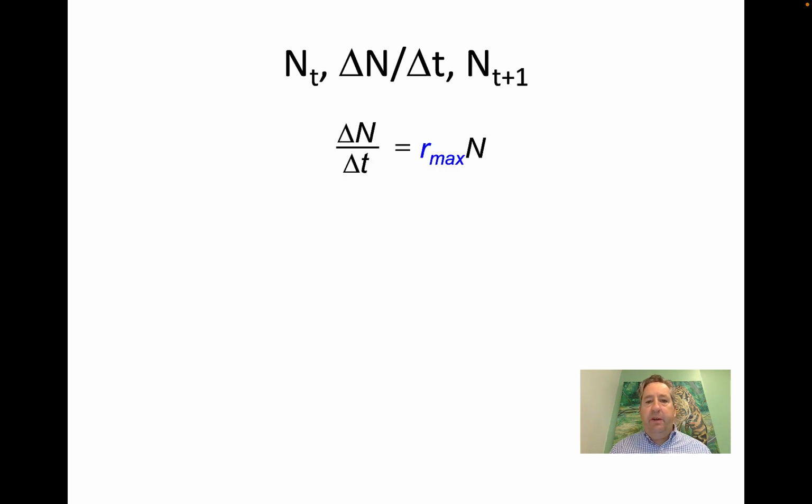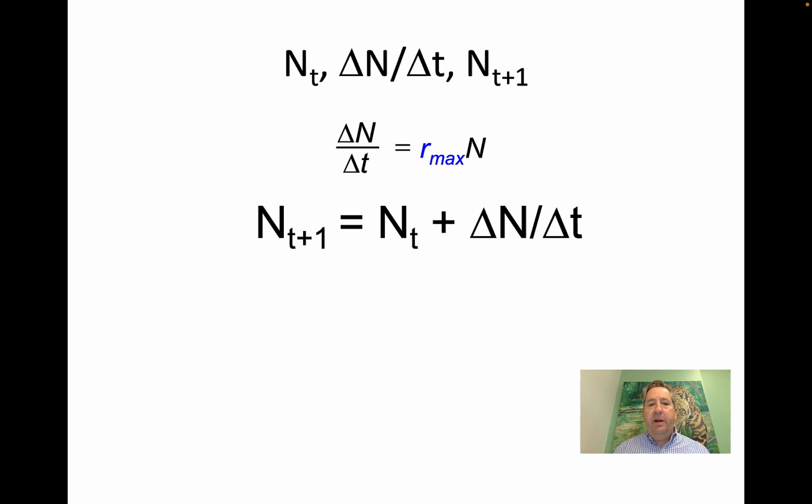So we know that delta N delta t is R max times N, so that's going to be part of this equation. And if we want N sub t plus 1, we take our current population and we add to that delta N delta t.